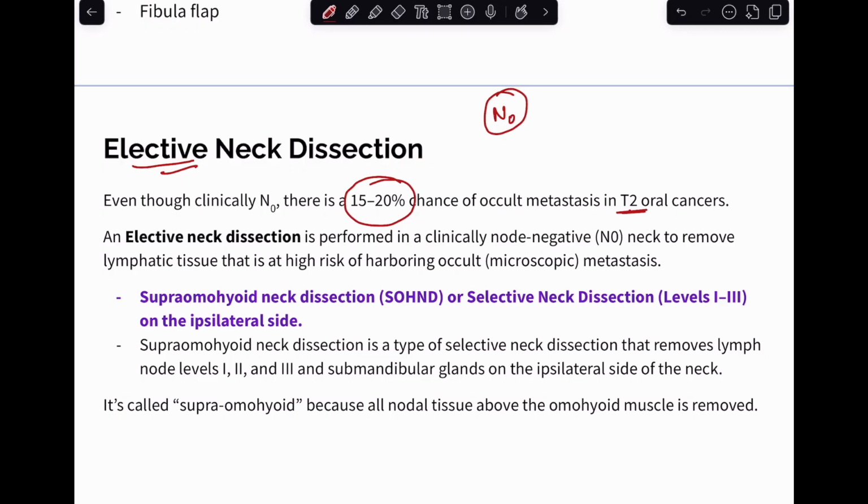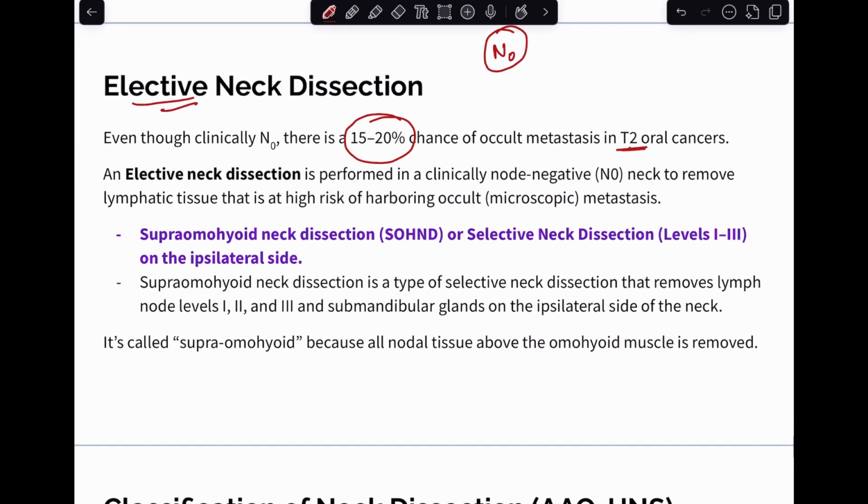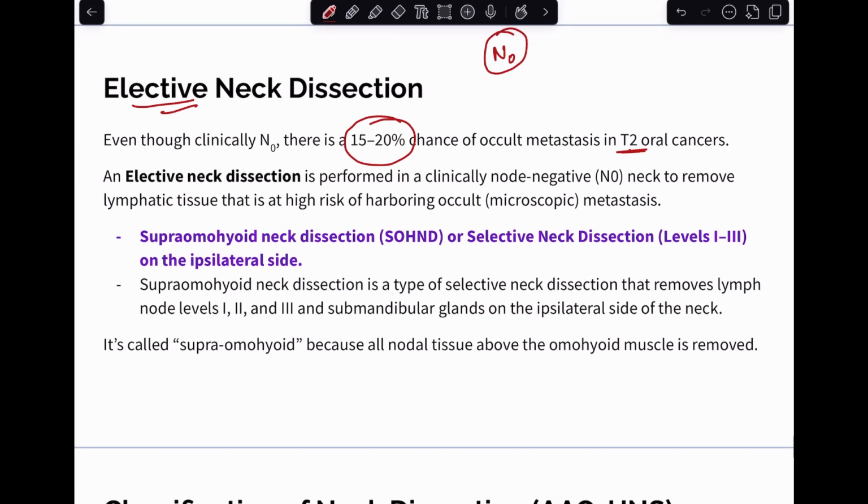Now, what is elective neck dissection? How do you define this? And what are the lymph node levels that we would remove over here? Elective neck dissection is a neck dissection that we perform in a clinically negative node stage, which is N0, to remove lymphatic tissue which is at high risk of harboring occult metastasis. So, elective is when we are choosing to remove it despite it being clinically node negative when there is a high risk of occult metastasis being present. That is what elective neck dissection is.